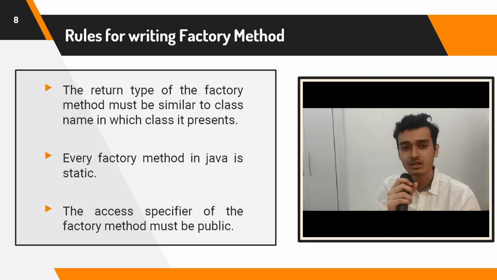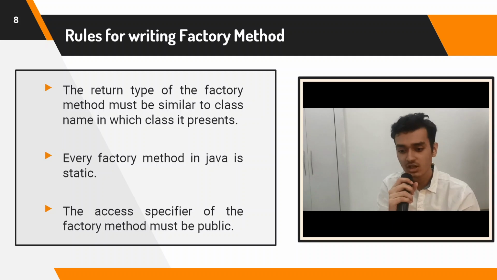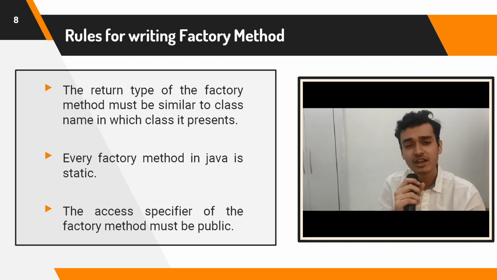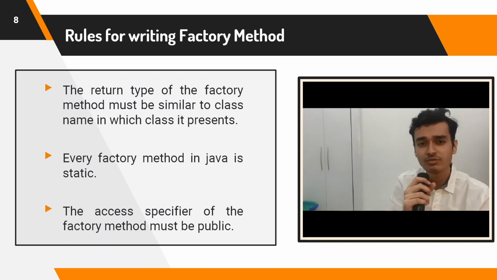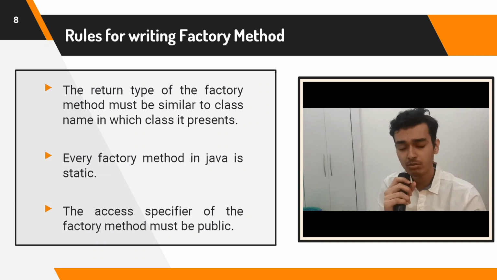There are three rules for writing the factory methods. First, the return type must be similar to the class name in which class it is present. Second, every factory method must be static. Now, the access specifier of this method must be public.